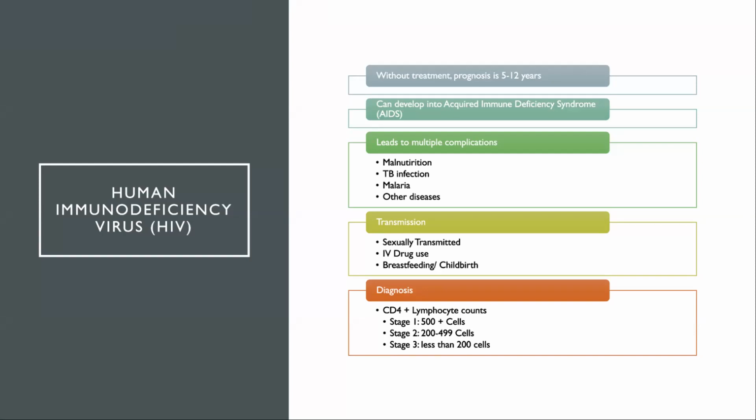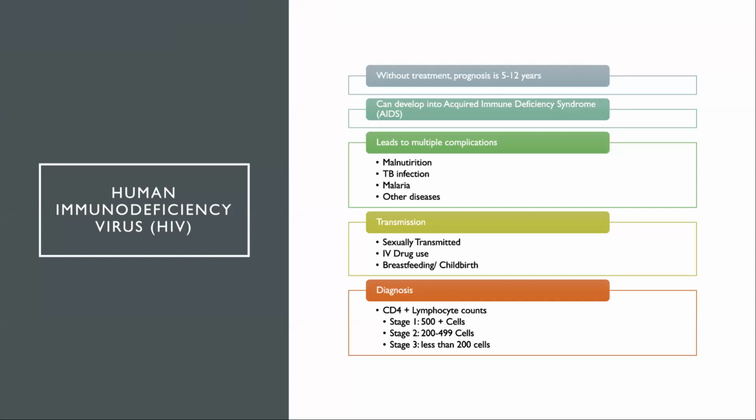It can develop into acquired immune deficiency syndrome or AIDS, as well as other multiple complications such as malnutrition, TB, malaria, and other diseases. It is transmitted sexually, through IV drug use or blood exposure, or through breastfeeding and childbirth. Its diagnosis is based on CD4 lymphocyte counts.